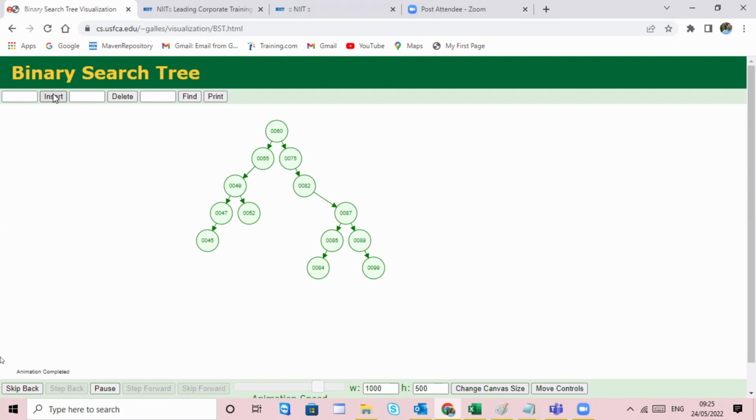now we are going to apply a delete operation. So delete operation means removing the node. Maybe I want to remove this, maybe I want to remove this, maybe I want to remove this, or maybe I want to remove this.